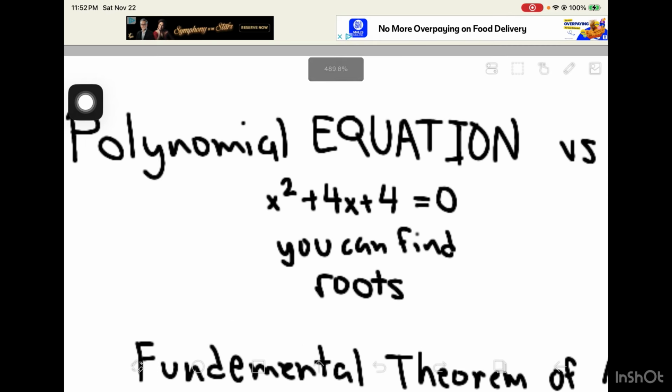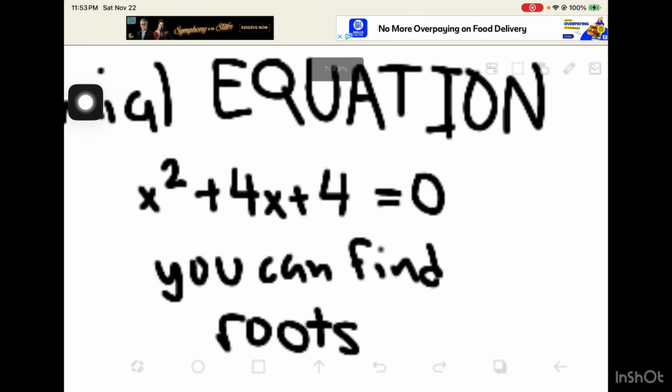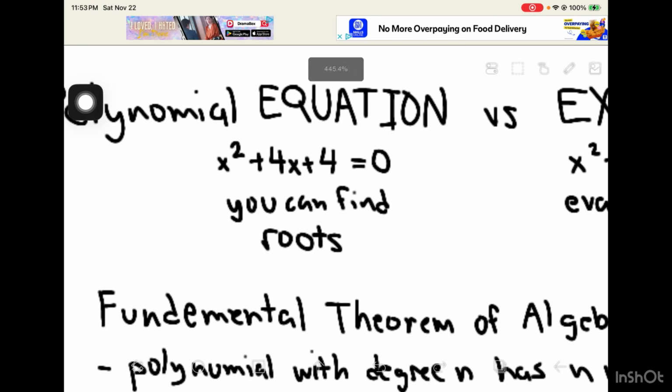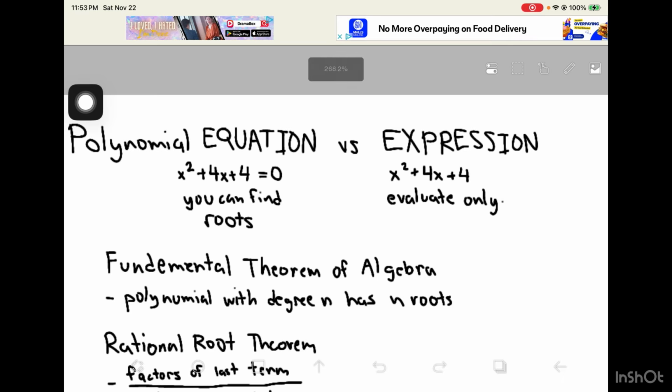But for an equation here, as you could see, you have an equals 0 at the end. With this equals 0, you can factor this one out to find the solutions that will make this 0. And we'll learn that later on. So you can find the roots in an equation but not in an expression.